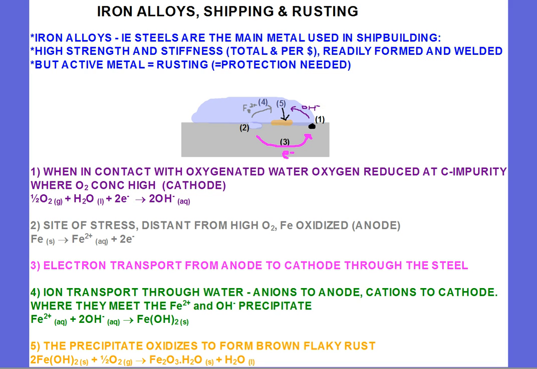There's electron transport through the steel from anode to cathode sites. There's also ion transport through the water or electrolyte layer on the surface, with anions going to the anode and cations going to the cathode. That means the iron 2 plus ions and the hydroxide ions meet, and they form a precipitate of iron 2 hydroxide, and that then oxidizes to form the common product known as rust, or hydrated iron 3 oxide.